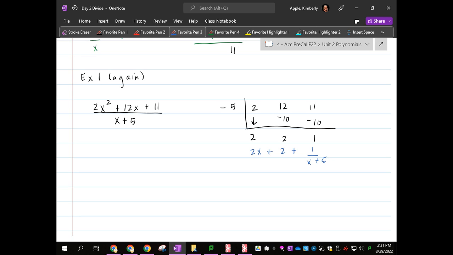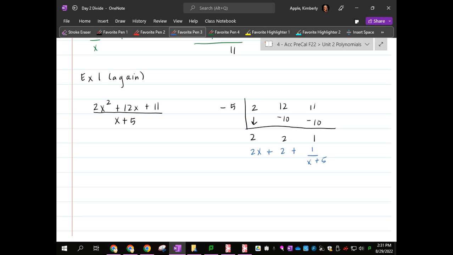12 plus -10 is 2. And then multiply again. -5 times 2 is again -10. Add. 11 plus -10 is 1. That's how I get here. These are the coefficients of what remains, or the quotient, after I divide this polynomial by this one.